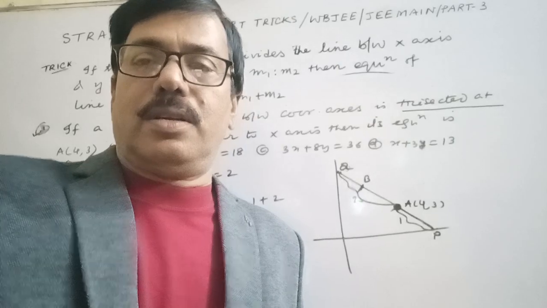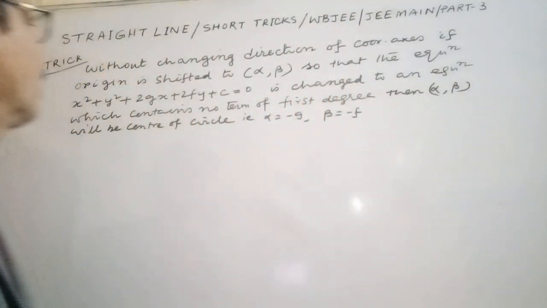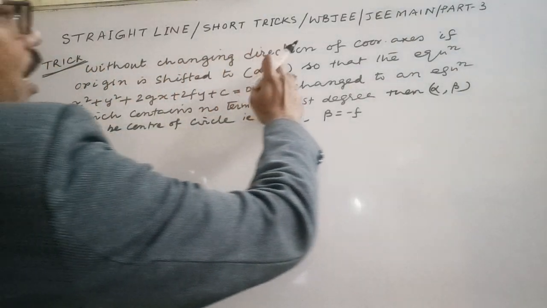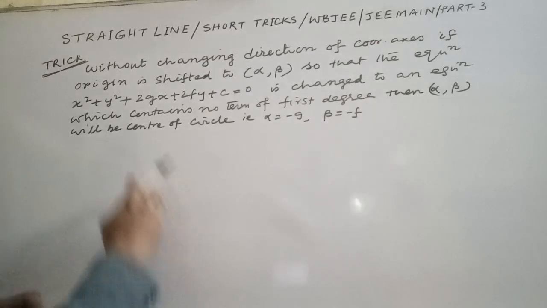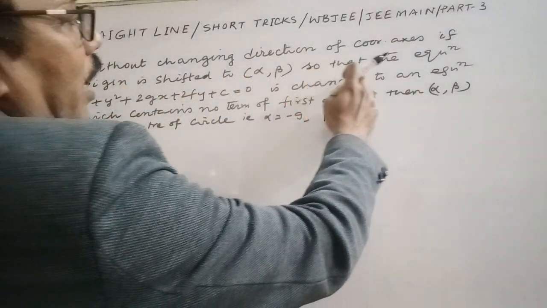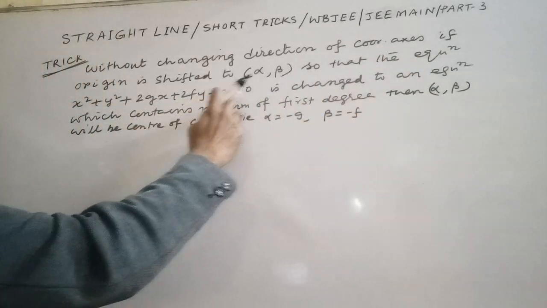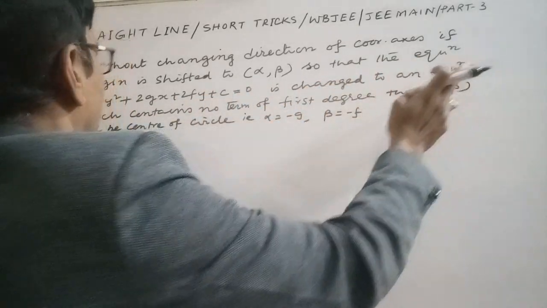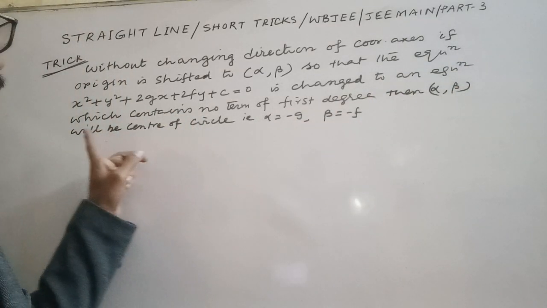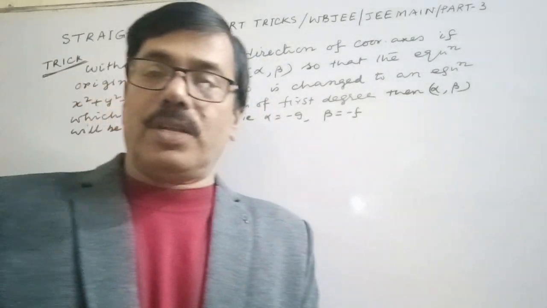Next. Now consider the next trick. Without changing direction of coordinate axis, if origin is shifted to alpha beta, so that the equation of circle is changed into an equation which contains no term of first degree, then alpha beta will be the center of the circle.